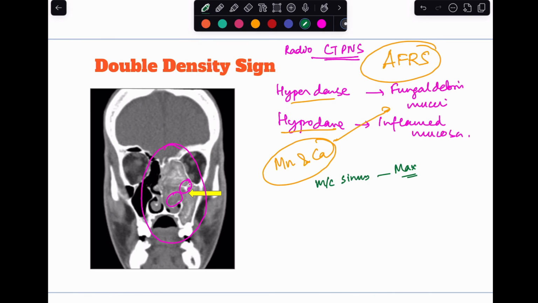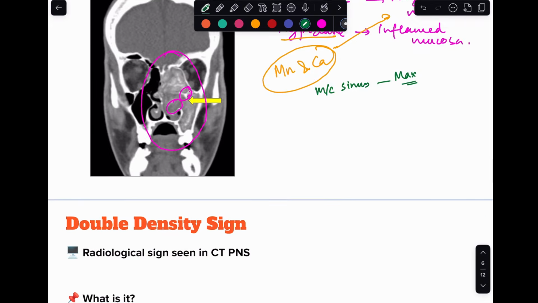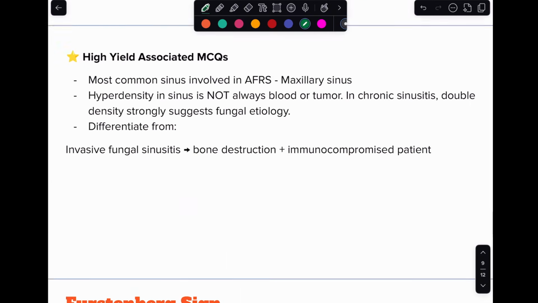How will we do that? As the term suggests, in invasive fungal sinusitis, the disease is very invasive, so it ends up causing a lot of bone destruction. Invasive fungal sinusitis will be seen in immunocompromised patients, whereas allergic fungal rhinosinusitis is seen in immunocompetent patients. So this is a little bit about the double density sign that we see in allergic fungal rhinosinusitis.